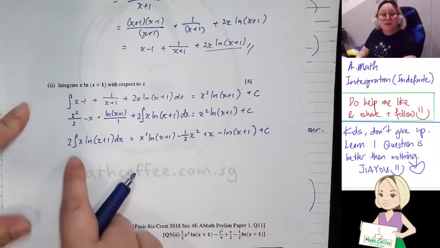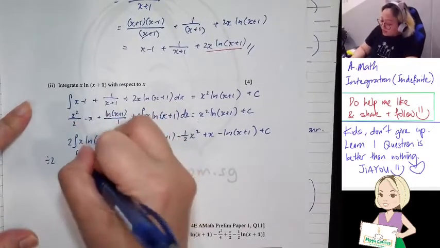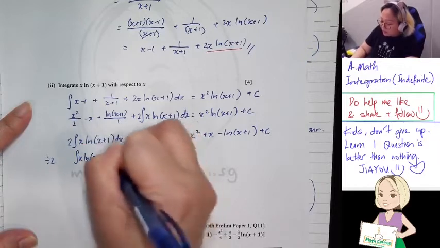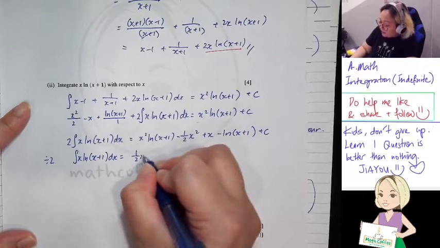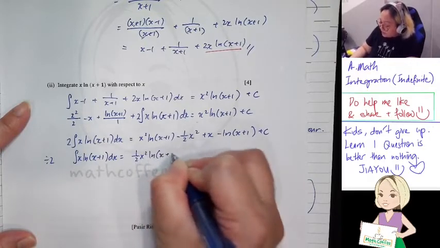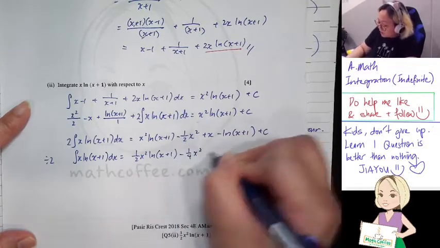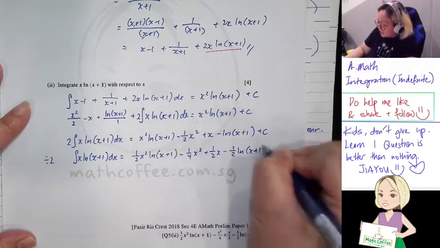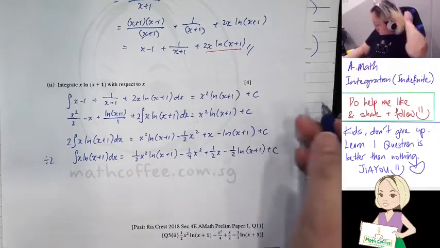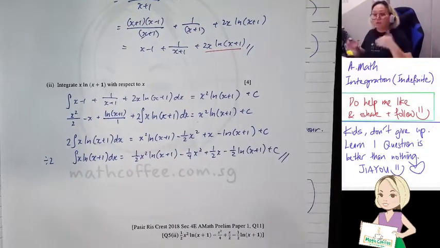Lastly, I want 1 unit, right? So I just need to divide by 2. So it means my integrate x ln(x+1) dx is equal to, divide by 2 means half. So I can write it as half x squared ln(x+1) minus half times half is 1/4. So it's 1/4 x squared plus half x minus half ln(x+1) plus c. And we are done. Okay? So this is how you use the reverse to do the integration again.